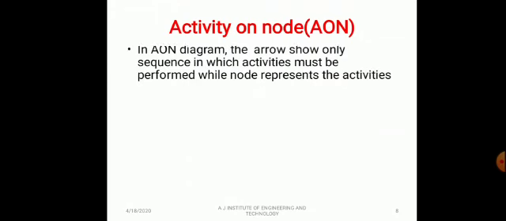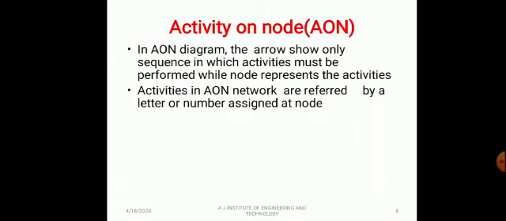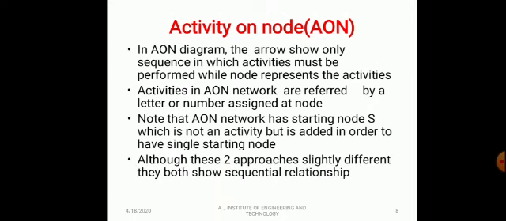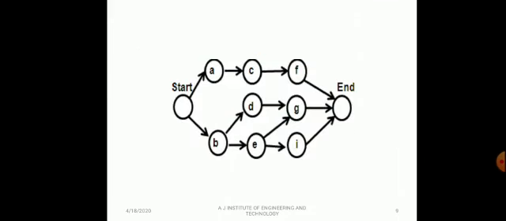Now let us see activity on node. In an activity on node diagram, the arrow shows only the sequence in which the activities must be performed, while the node represents the activities. Activities in an AON network are referred to by a letter or a number assigned to a node. Note that an AON network has a starting node S, which is not an activity but is added in order to have a single starting node. Although these two approaches are slightly different, they both show sequential relationships. Start, A, B, C, D.